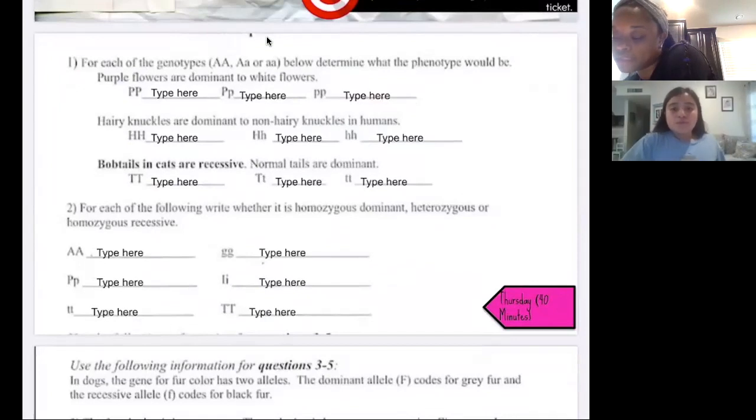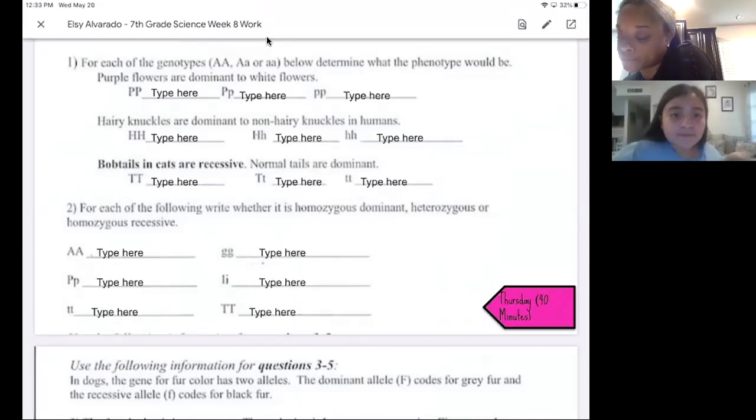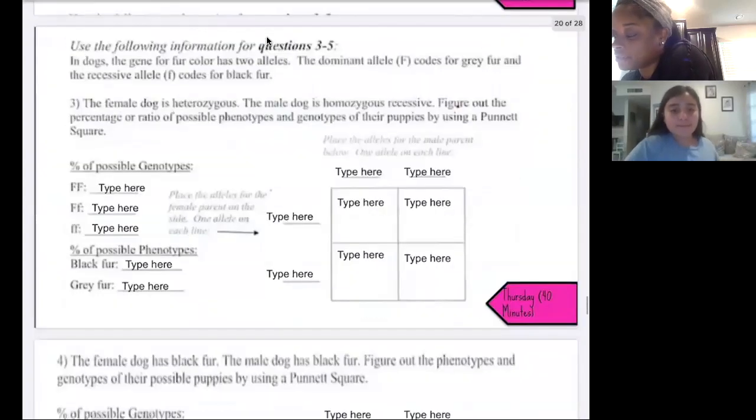For number 2, you would say if it was heterozygous, homozygous recessive, or homozygous dominant. So let's do 2 in the first one. So the capital H's, what is that one? Hairy knuckles are dominant. Hairy knuckles. Good, hairy knuckles. All right, move down to number 2. Is that capital A homozygous dominant, heterozygous, or homozygous recessive? Homozygous dominant. Good, homozygous dominant. Good, so you got these.